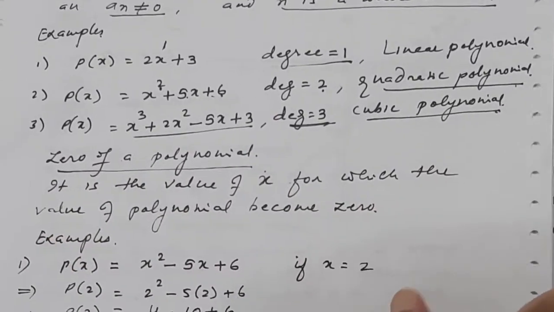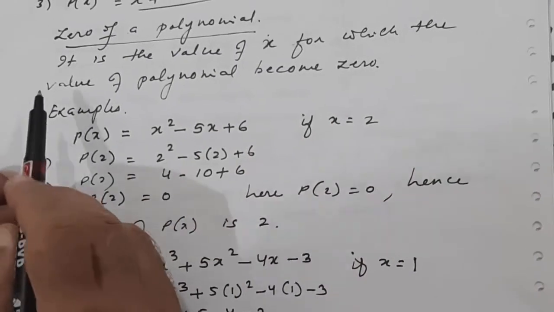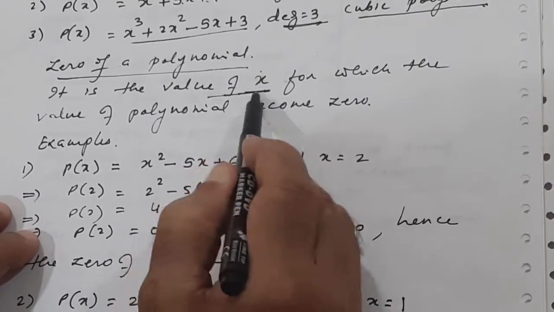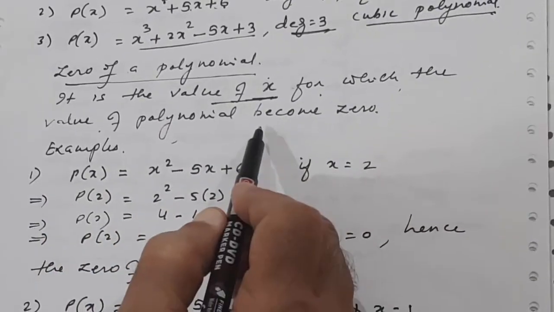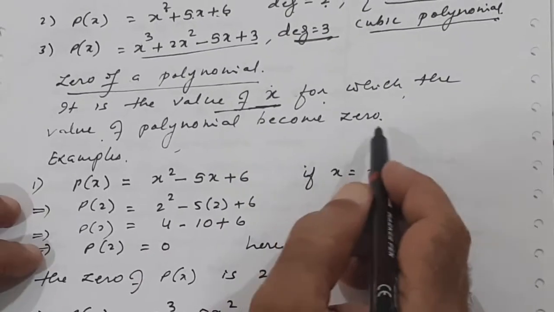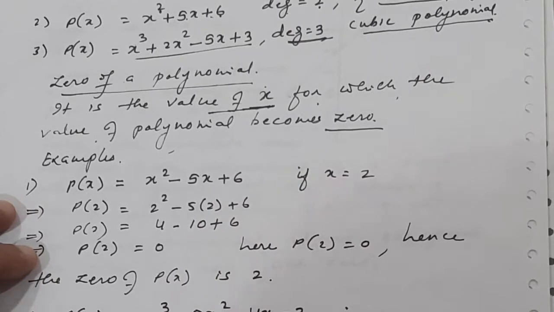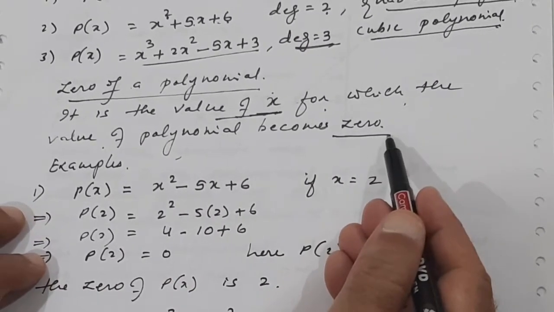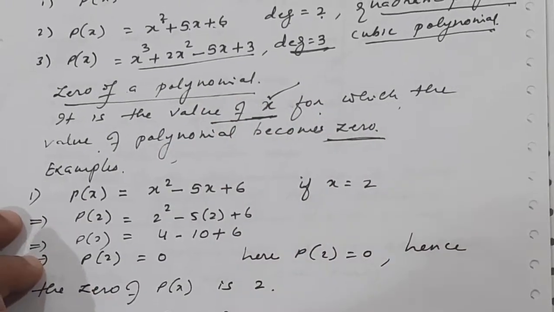Now the 0 of the polynomial. What is the 0 of the polynomial? We have done this in ninth class. It is the value of x. 0 of the polynomial is the value of x for which the value of the entire polynomial becomes 0. This is very important, and that value of x is called the 0.